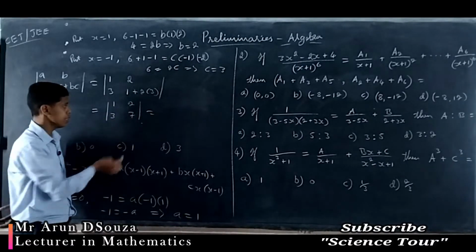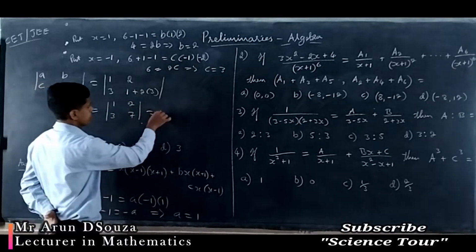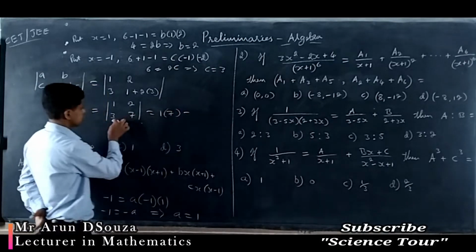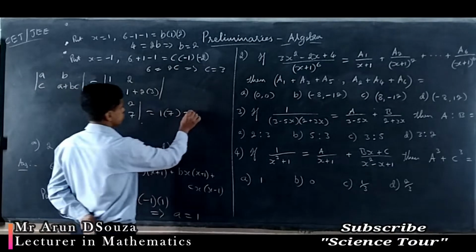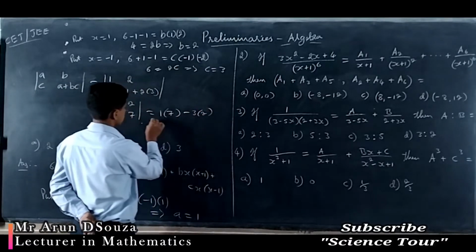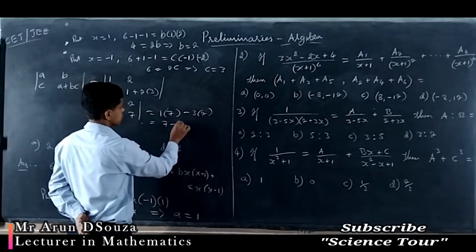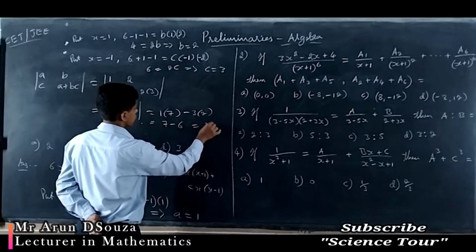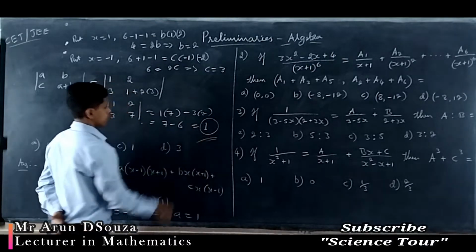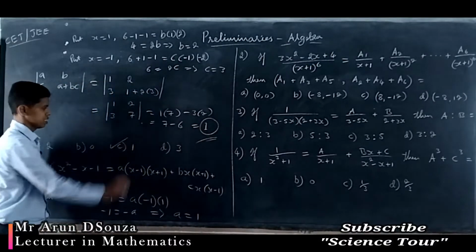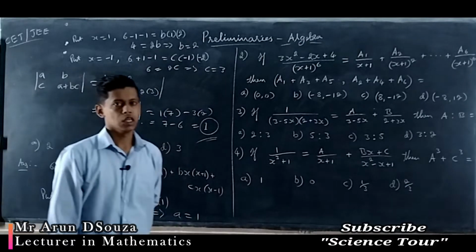Now expand this. This is the determinant. So how do you expand it? 1 into 7 minus 3 into 2. So that is 7 minus 6, which is 1. Alright, so option C is the right option.